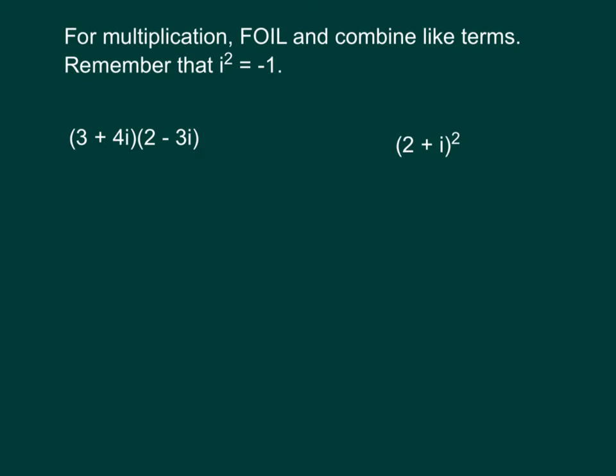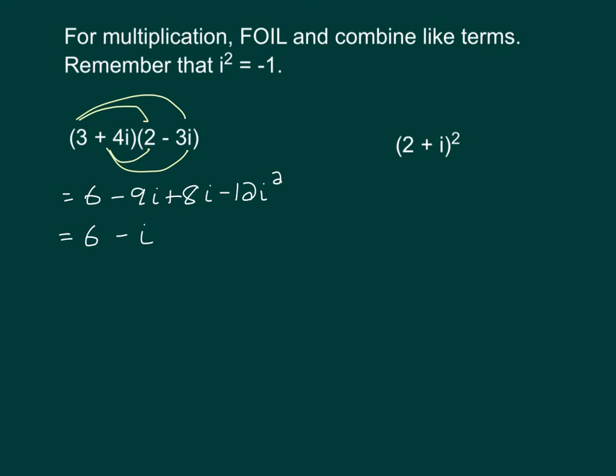Multiplication is actually not that much more difficult. We have to remember the fact that i squared is negative 1, and that changes some things at the end. But for multiplication, we're going to FOIL or use a Punnett square, whatever method we use. So I'm going to have 3 times 2, 3 times negative 3i, 4i times 2, and 4i times negative 3i. So that's going to give me 6 minus 9i plus 8i minus 12i squared. So I can combine the like terms in the middle there.